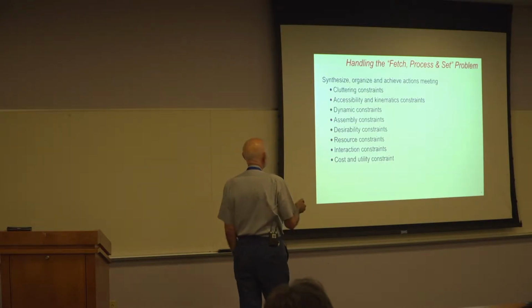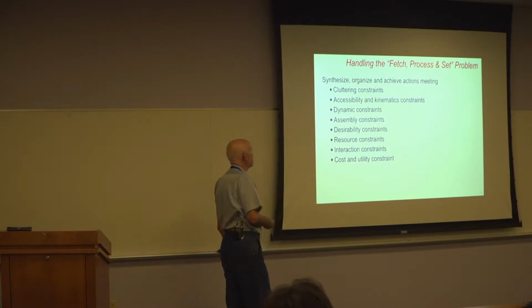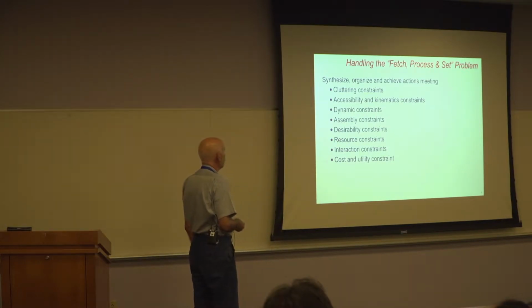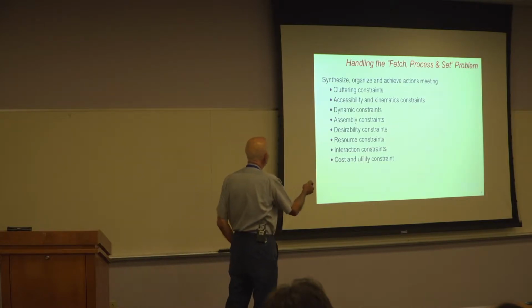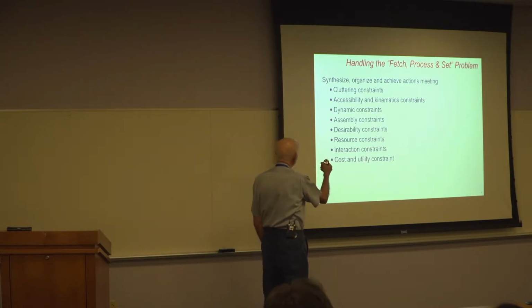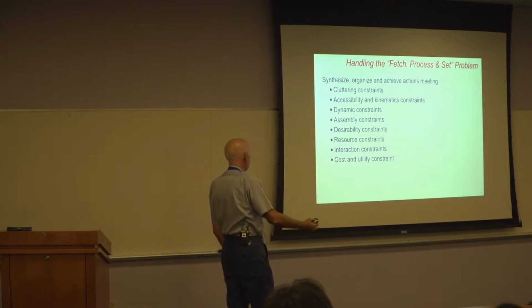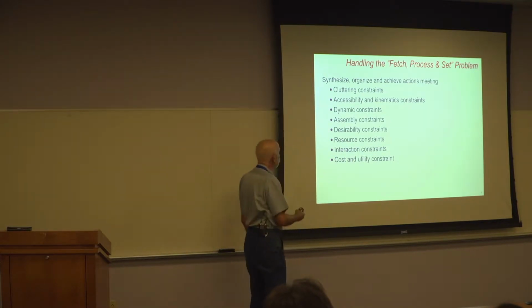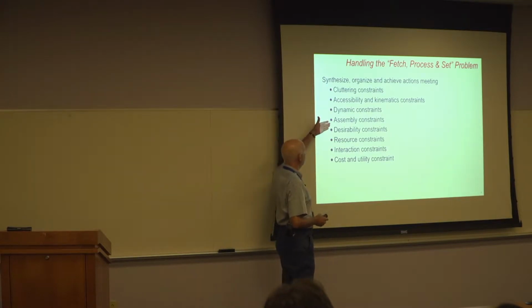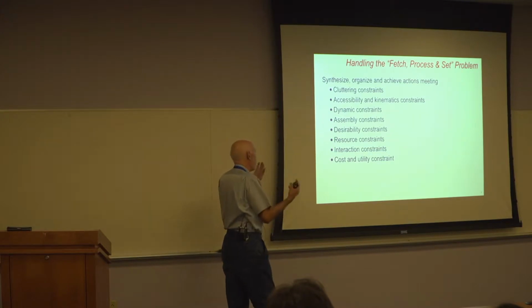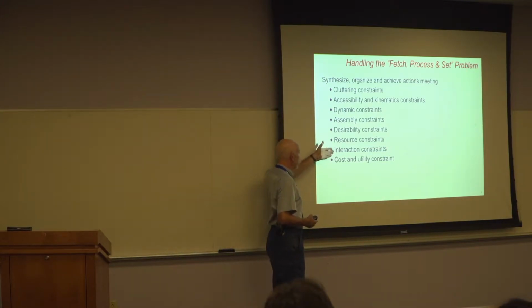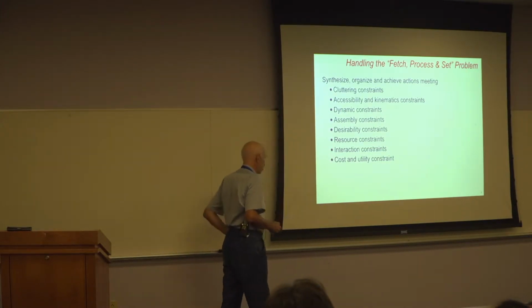You have to consider not only the simple sequence that I mentioned for each of the objects, but you have to consider the interactions with respect to a number of constraints. You have cluttering constraints that do not allow access to an object. You have accessibility and kinematic constraints of the robot. I will illustrate that. You may have dynamic constraints. You have assembly constraints depending on how you set the object. And you have other kinds of constraints such as resources, interactions with other agents, and so on.